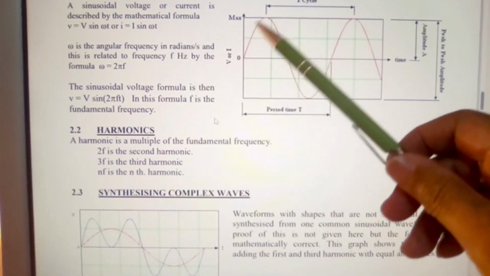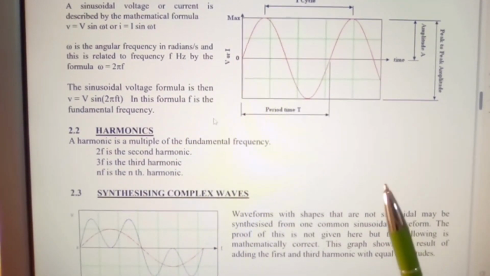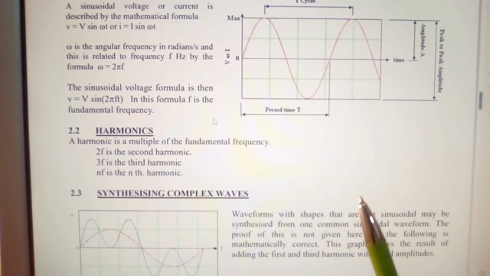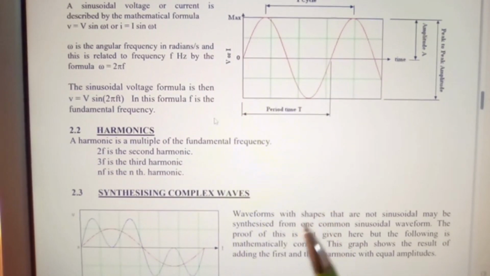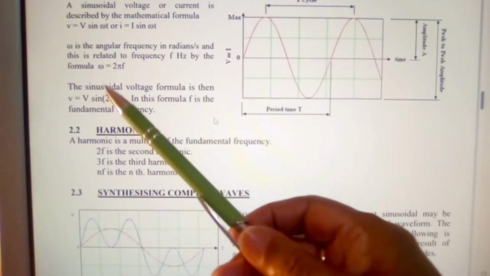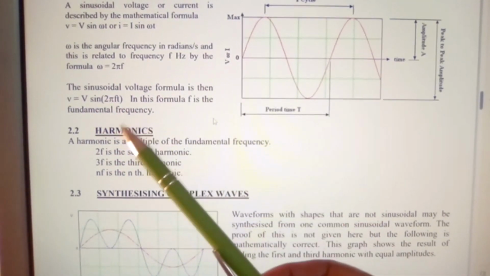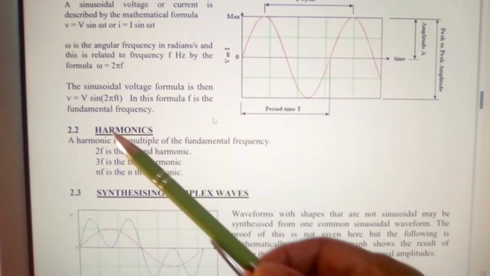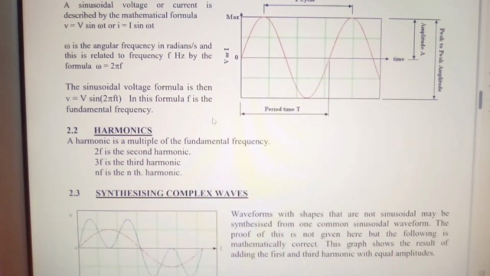Again, here's our sinusoidal waveform or AC waveform, showing you the max and the peak-to-peak values. The sinusoidal voltage formula is then V equals V sine 2 pi ft. In this formula, f is the fundamental frequency. Look at harmonics.